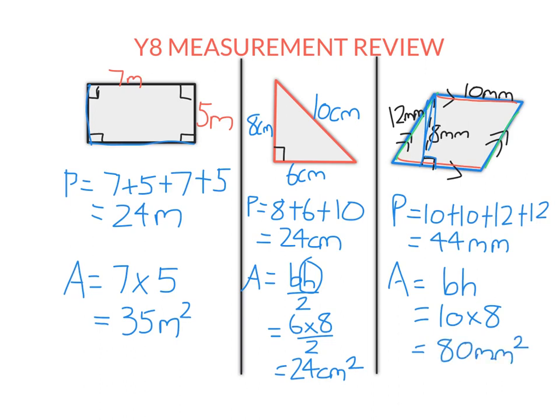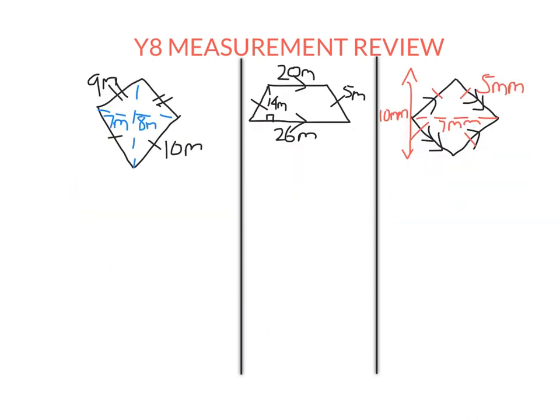Okay, pause and copy this down if you need. I'm about to show you 3 more shapes. Let's look at these 3 shapes now. The first is a kite, the second a trapezium, and the third a rhombus.